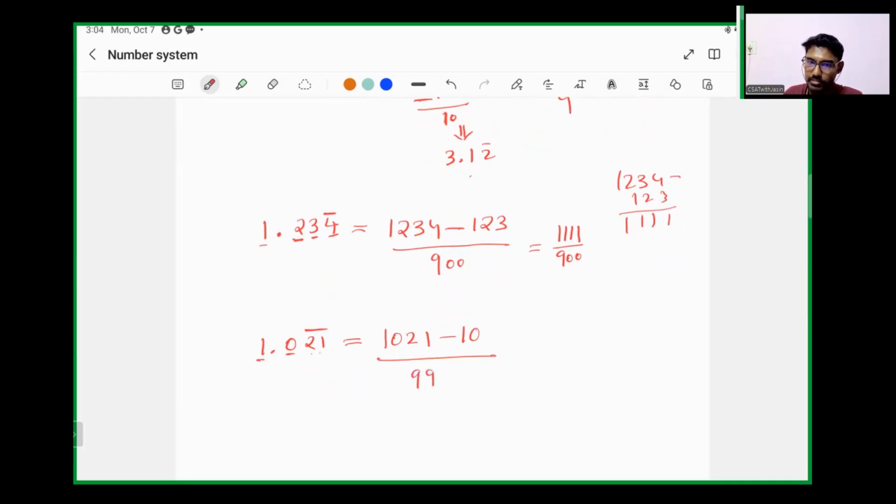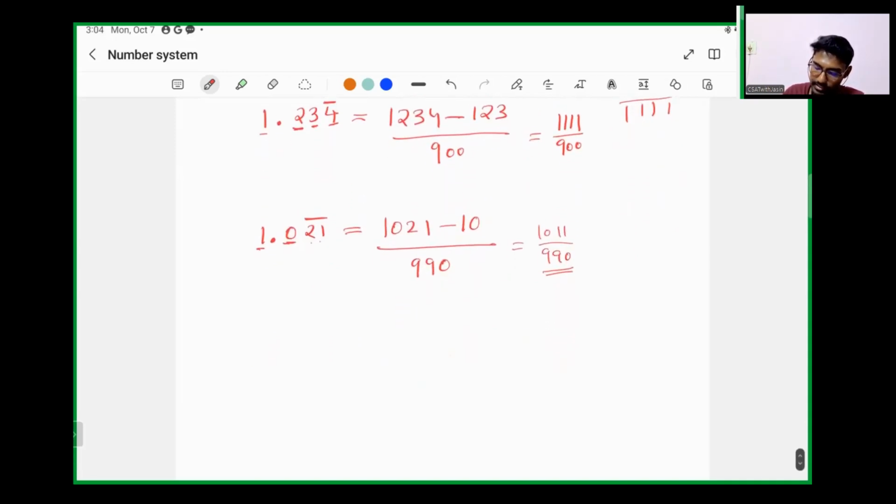29, you need to write because two digits are repeating. And there is one digit after the decimal which is not repeating, so you have to write a 0. So 1021 minus 10 is 1011 by 99. This will be the answer. I'll give you one more example.